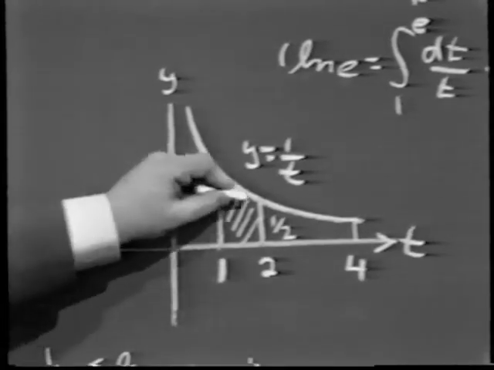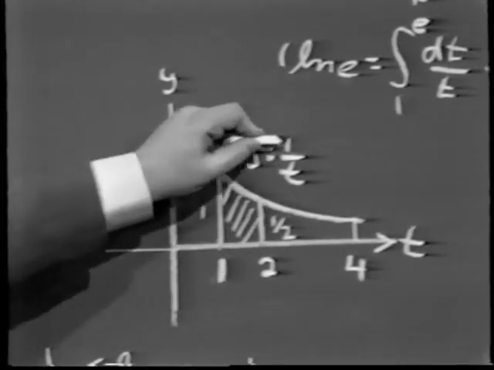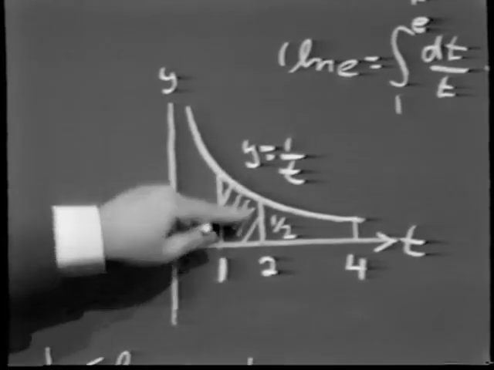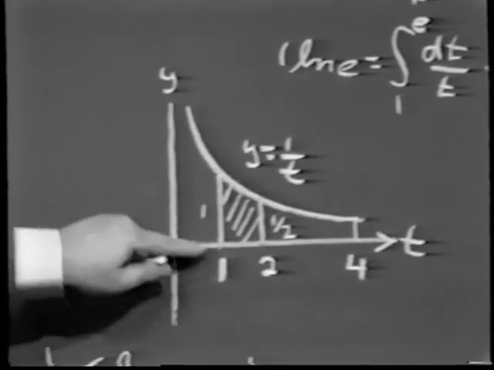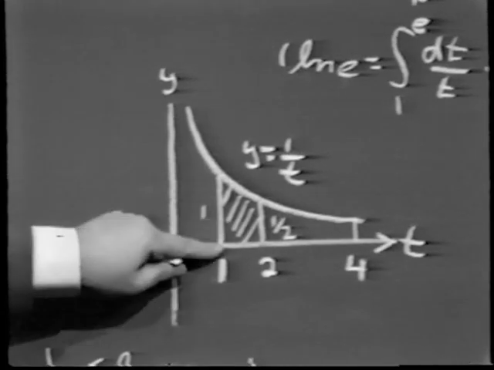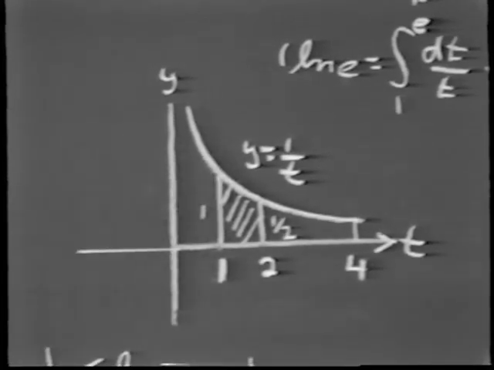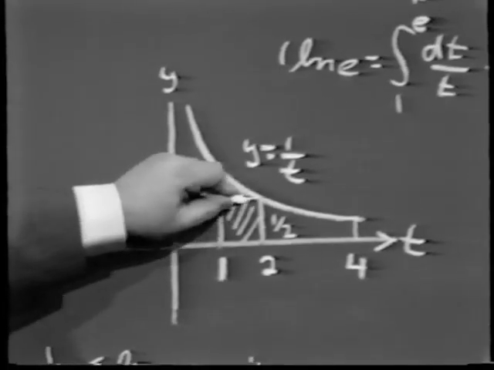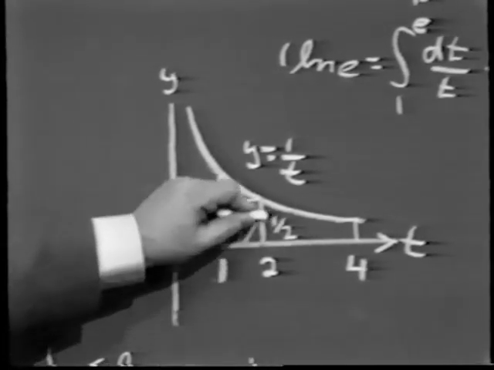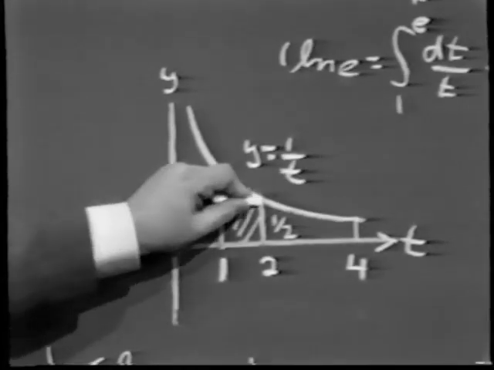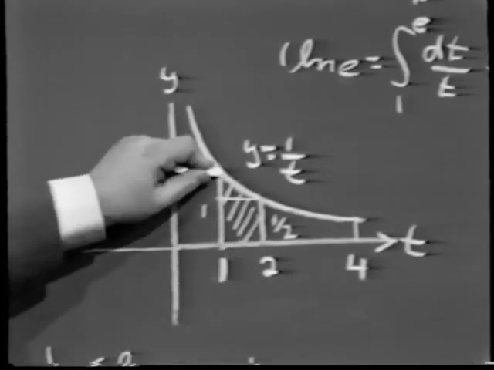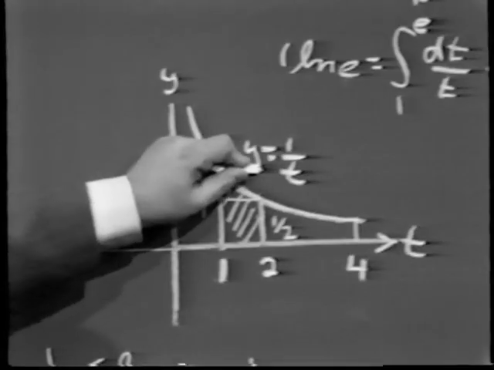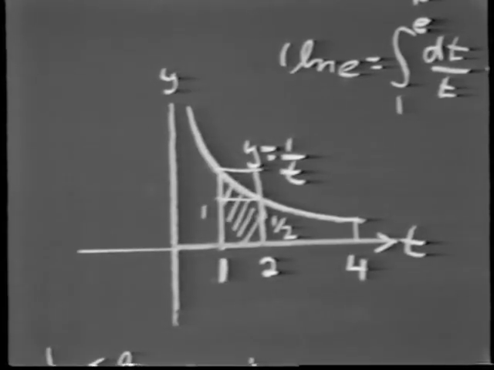Now, notice that the smallest height of this region, since the curve is y equals 1 over t, is a half. And the tallest height in this region is 1. Consequently, whatever the area of this region is, it's greater than the area of the inscribed rectangle and less than the area of the circumscribed rectangle.